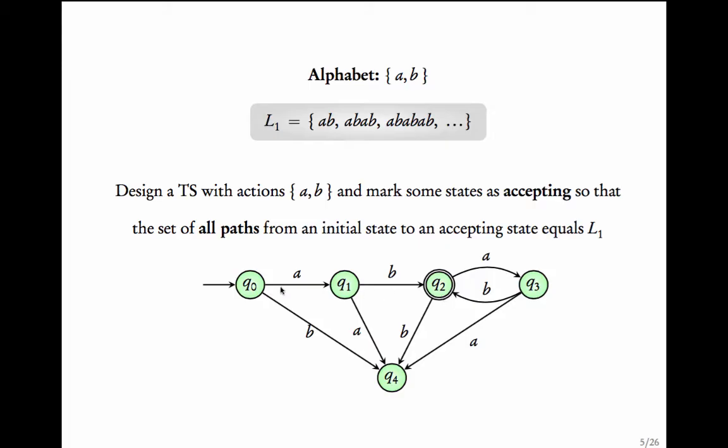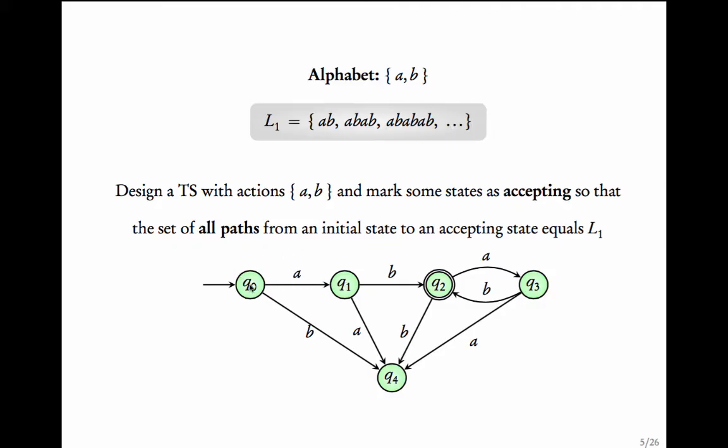Let me now explain the paths from Q0 to Q2. Since we have a cycle, there are infinitely many paths. The first path is AB, which is in L1. The next is ABAB, which is again in L1. The other one is ABABAB, which is again in L1. Each time you take this cycle, you are getting another word in L1.